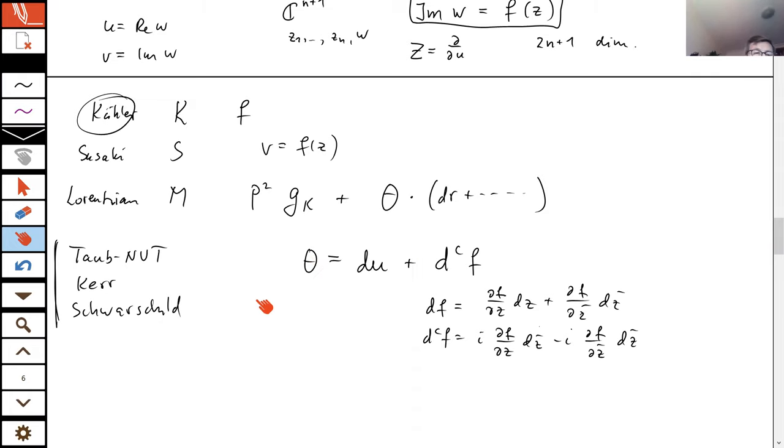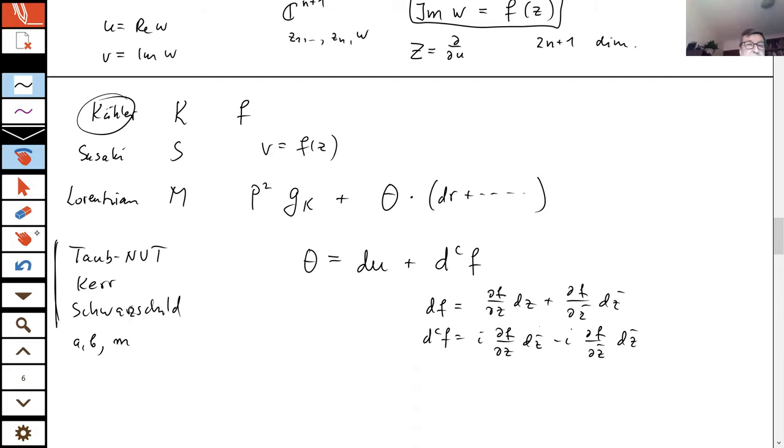And this works for all of these three metrics. They involve a couple of parameters, A, B, positive real numbers, and M, which is a mass. And depending on what A and B are, it depends whether we get Taub-NUT or Kerr or Schwarzschild. Taub-NUT is, I think, if A is zero, Kerr is if B is zero, Schwarzschild is if A and B are both zero. So Schwarzschild is actually a kind of a trivial case here. Not the most interesting case.